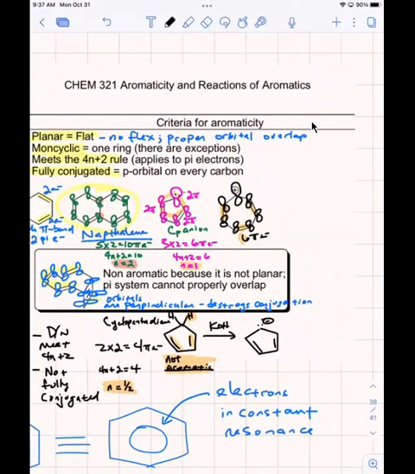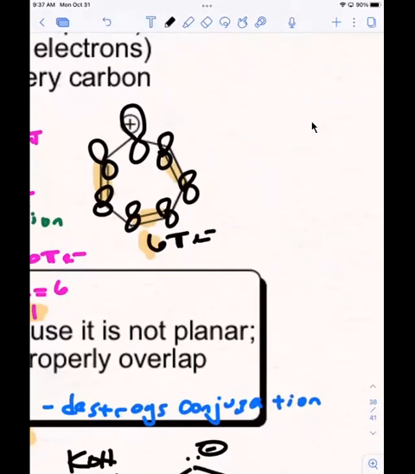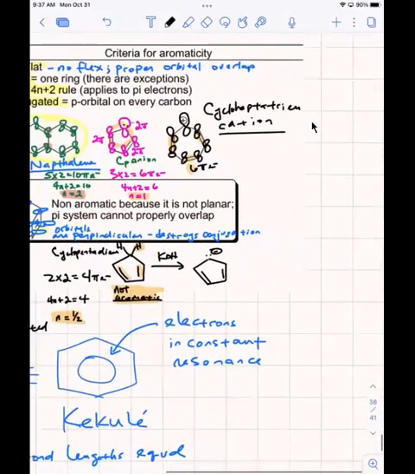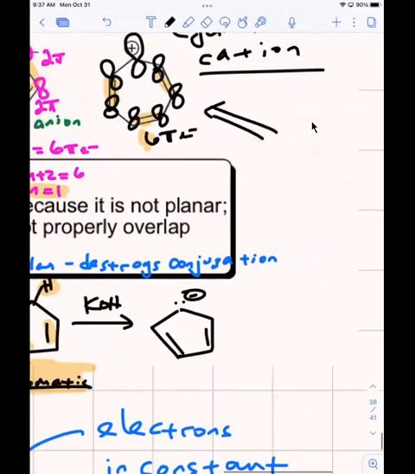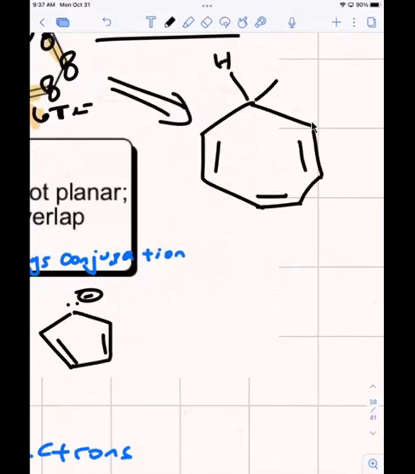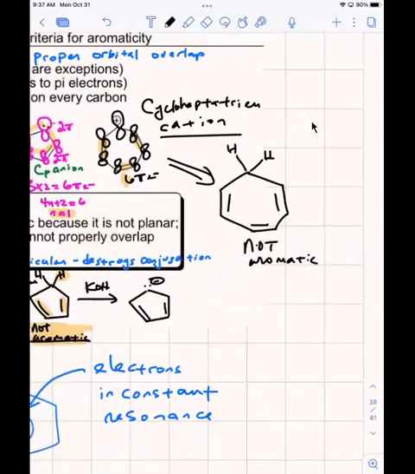Yep. So this is a cycloheptatriene cation, and it is aromatic. Where it came from is not. Cycloheptatriene itself is not aromatic.